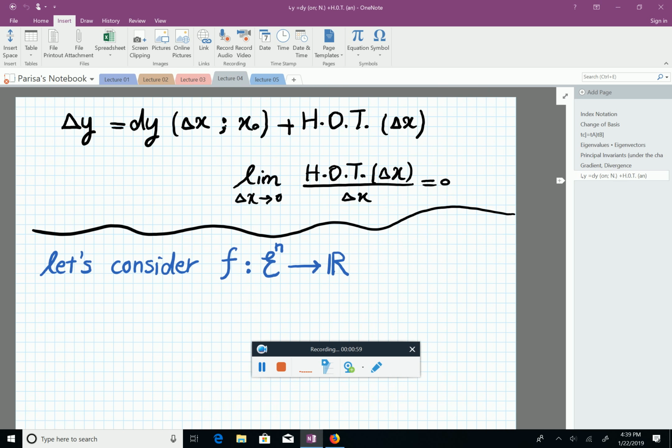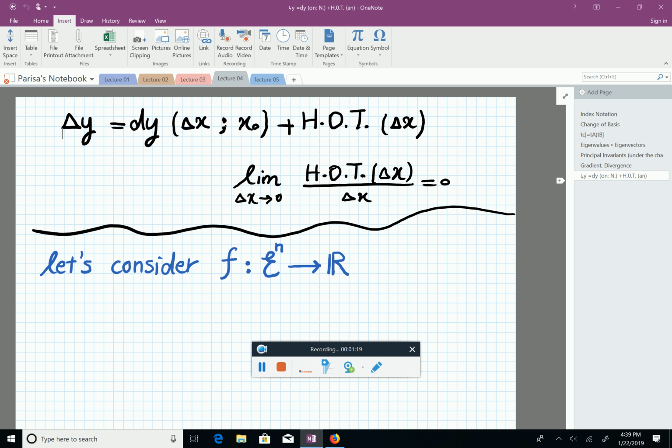And the differential dy is different from delta y. dy is a function of delta x, and it is a linear function. And it also has some connection to a specific point x naught. This is what we were doing.